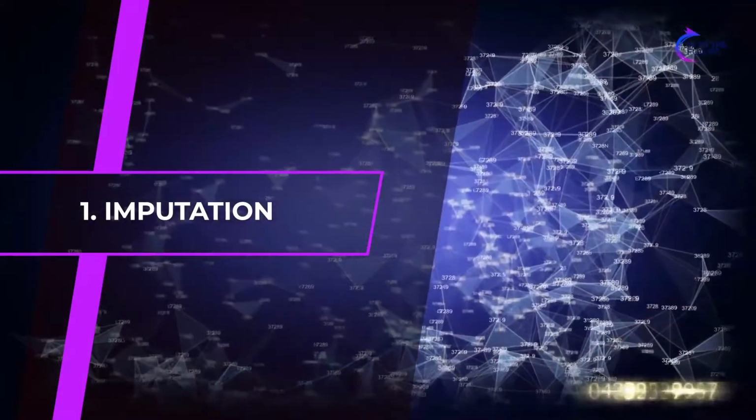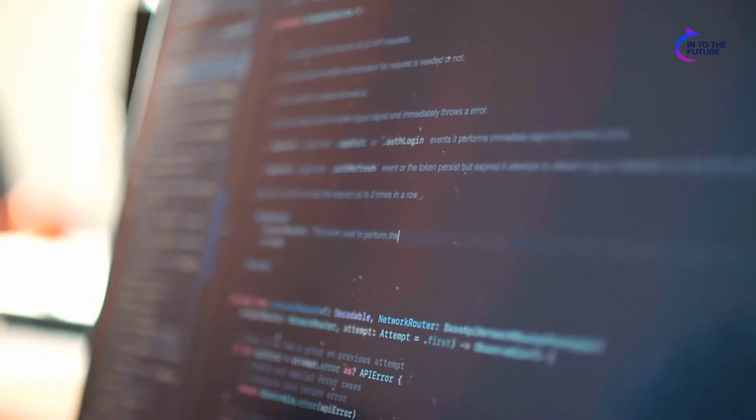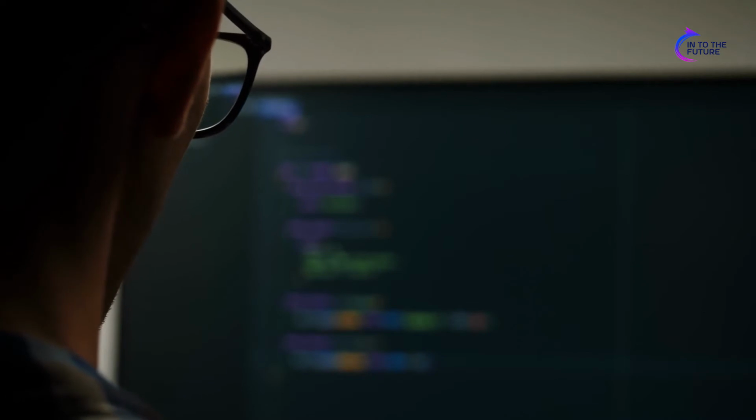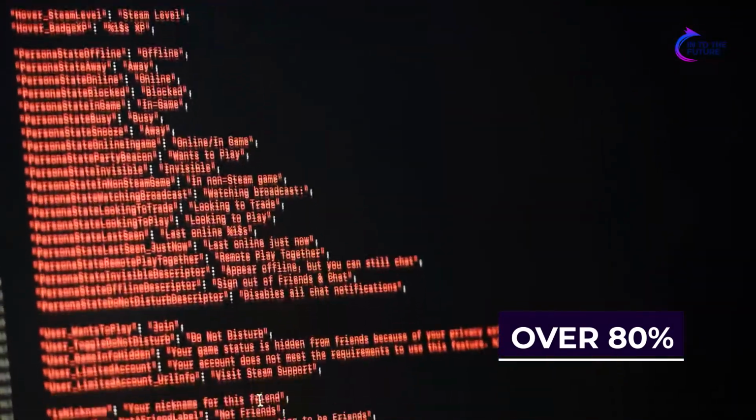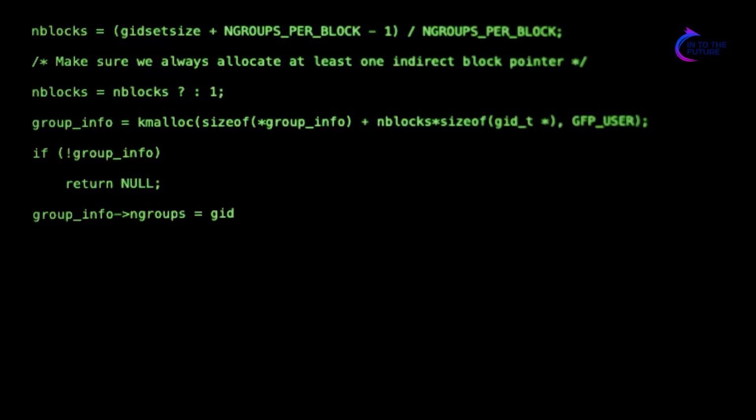Number 1. Imputation. Imputation involves solving missing values in data. Deleted or unfound values means missing a chunk of valuable data. Over 80% of time spent in machine learning is dedicated to feature engineering. That should explain why it is crucial to understand the concept and figure out ways to implement them.